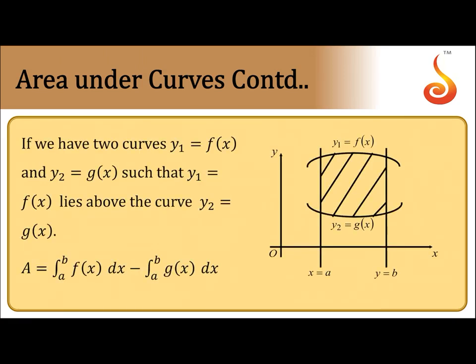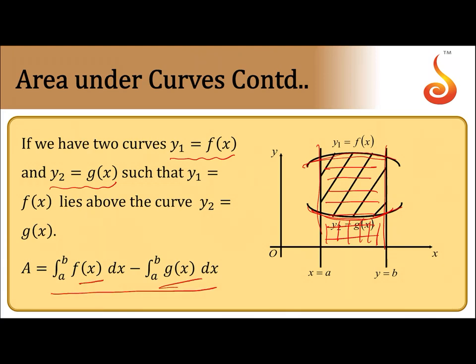Coming to the next, area between the curves. Whenever you are given the two curves, y equals f of x and y equals g of x, between x equals a to x equals b, the area is the area under the curve y equals f of x minus the area under the curve y equals g of x. Eliminating this particular portion gives us the area between the two curves, between the two ordinates x equals a to x equals b, given by integration a to b of f of x minus g of x dx.